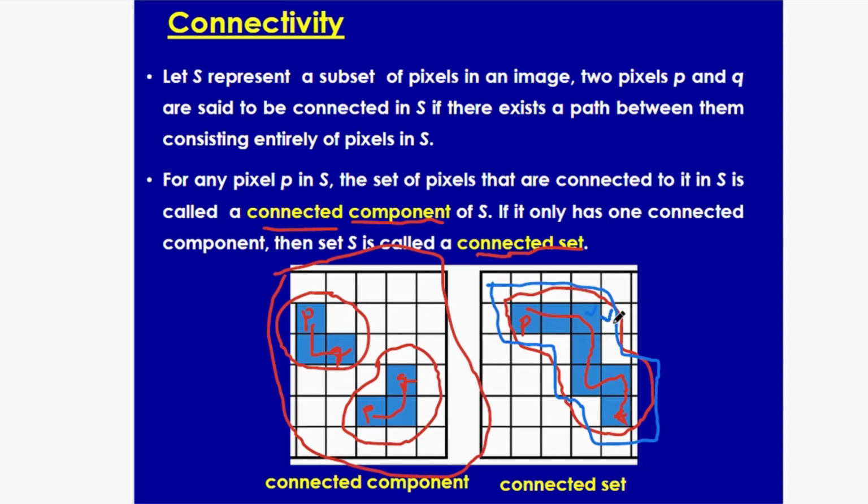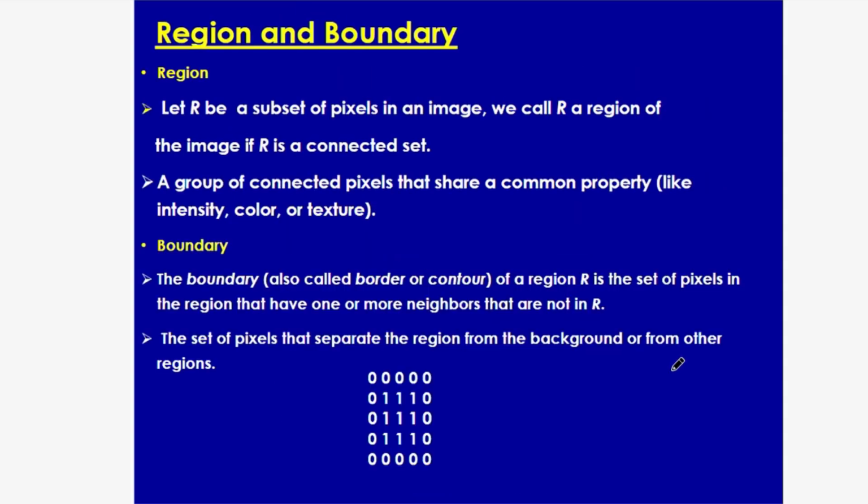Suppose we take this pixel, its one neighbor is this and another neighbor is this, and the other two neighbors are not in the region. Those pixels which are not in the region are called the border, that is, they constitute the border. Suppose if you take this example, all these ones come under the region and all these zeros come under the border or boundary. The set of pixels that separate the region from the background or from other regions is called the boundary.